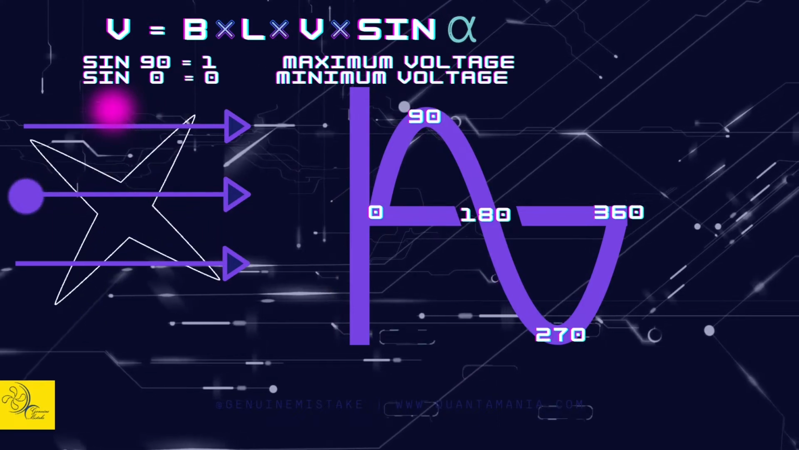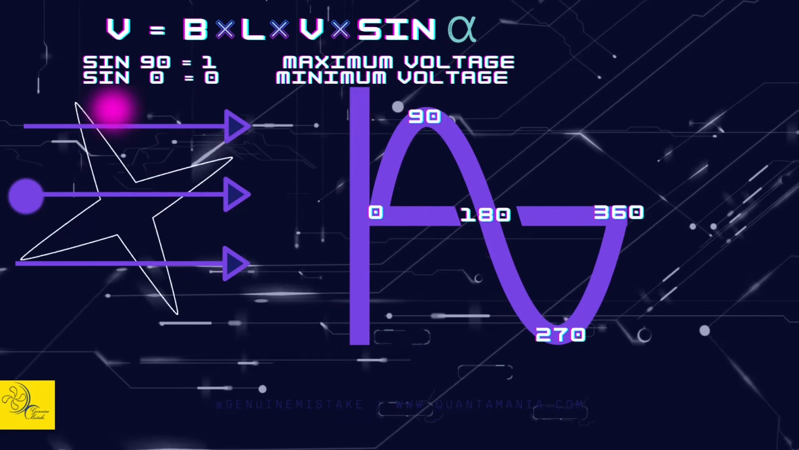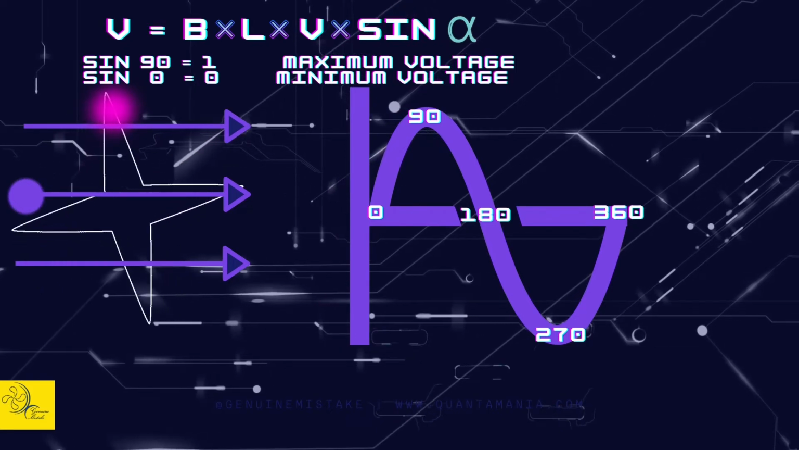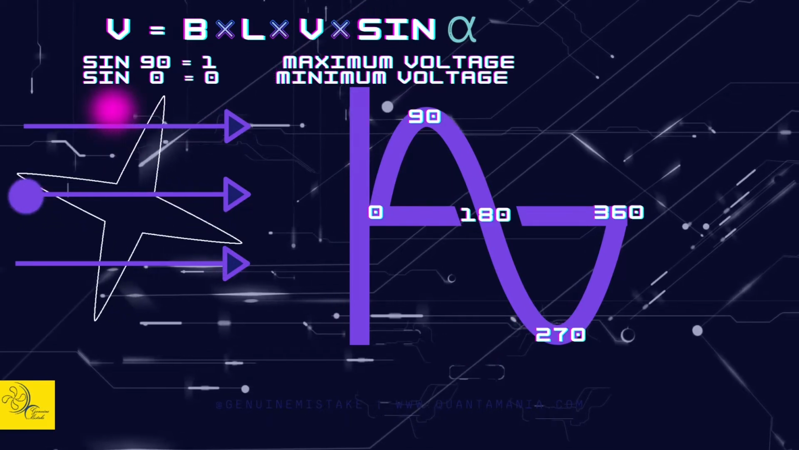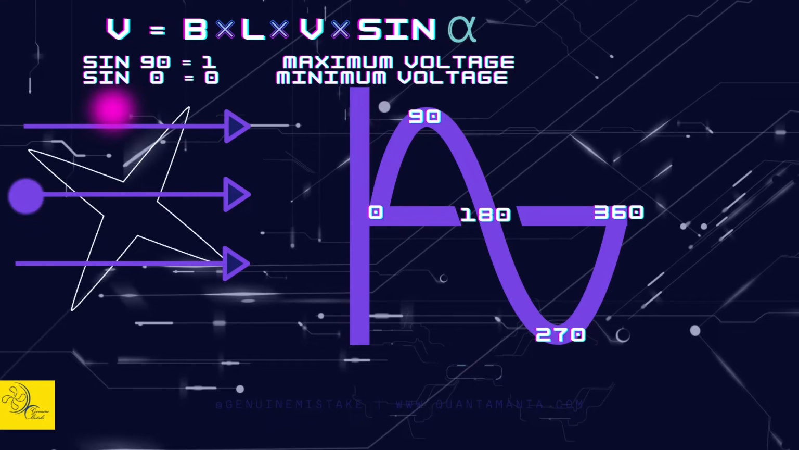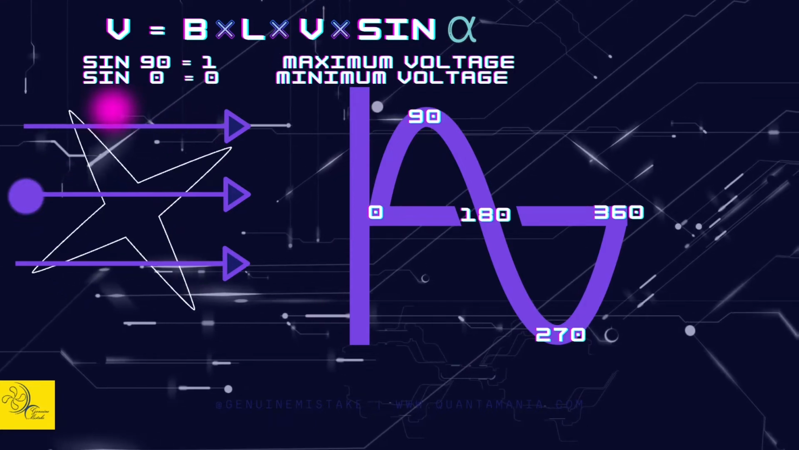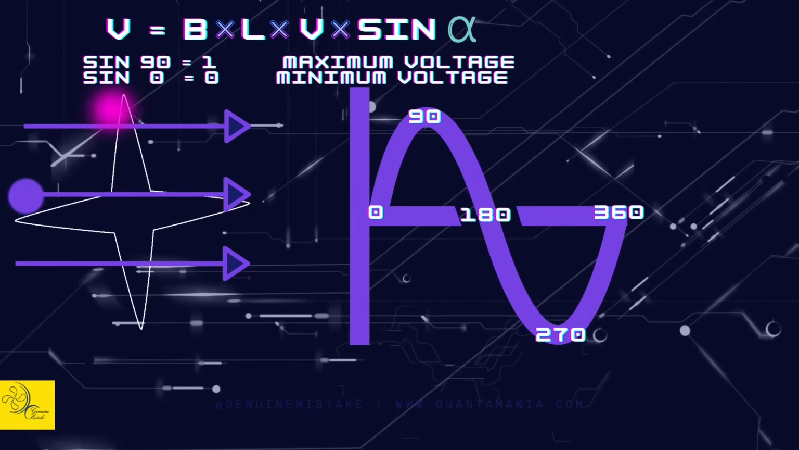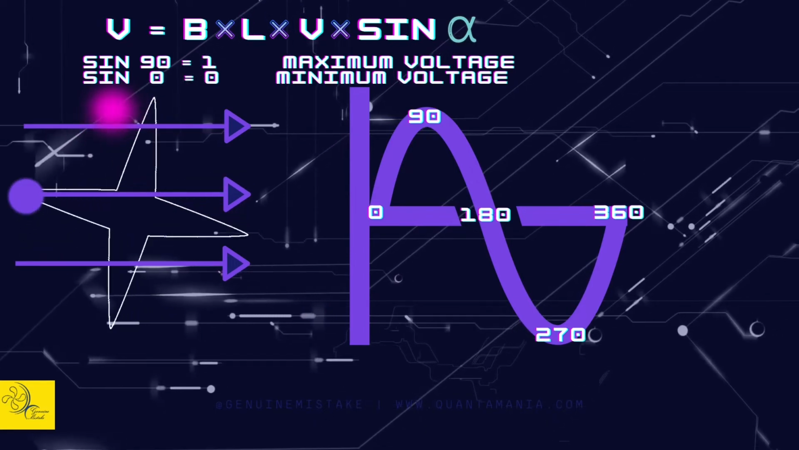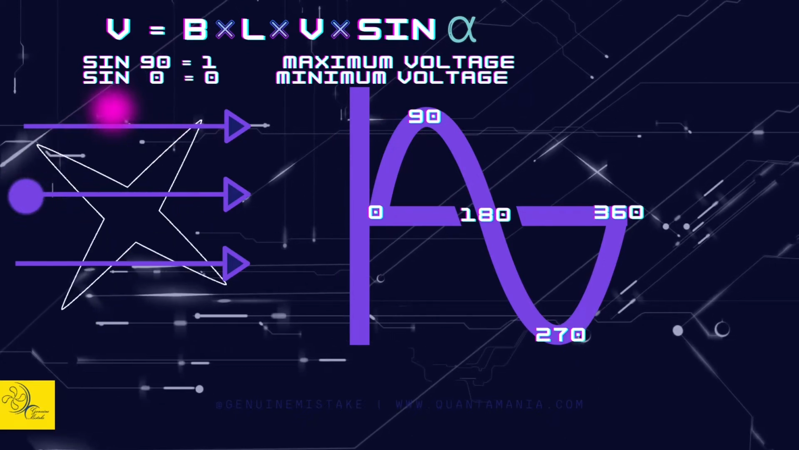Now, how many cycles per second the conductor is traveling is the frequency of the electricity that we're generating. And it's different depending on the country. Some countries have 50 hertz and some countries have 60 hertz, which means that this conductor is making 50 cycles per second or 60 cycles per second.